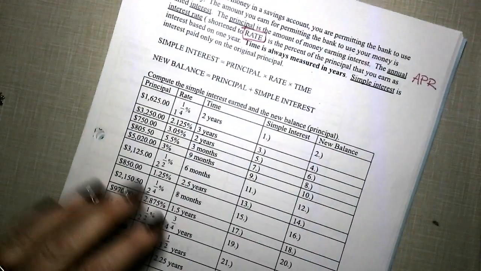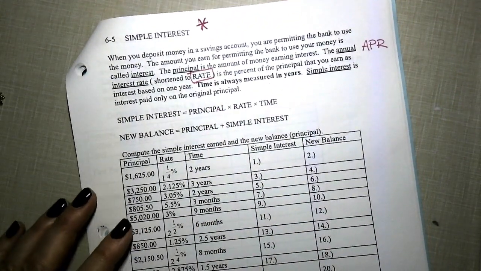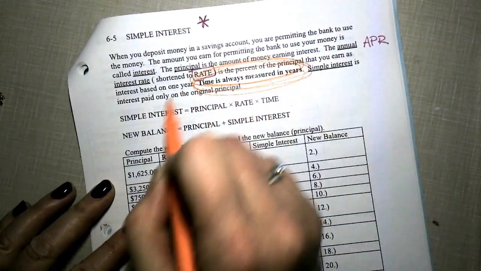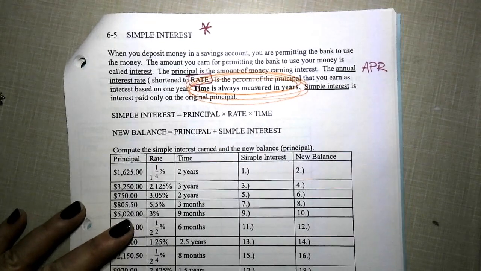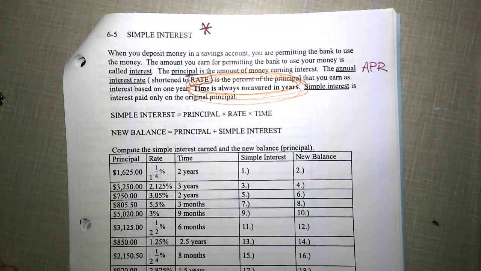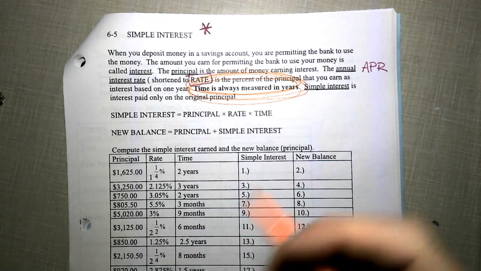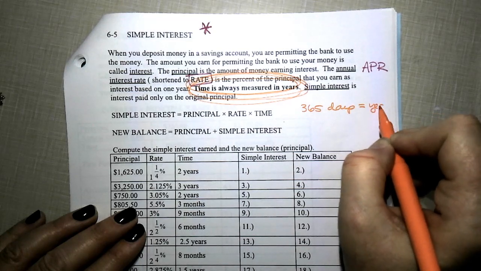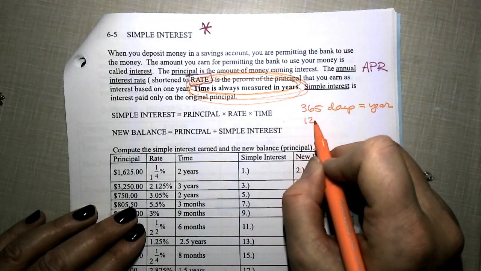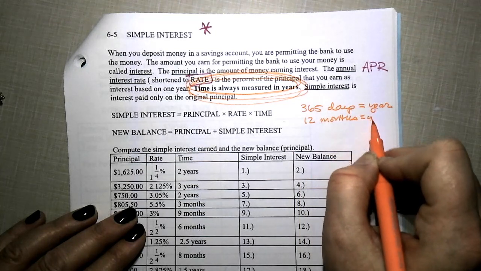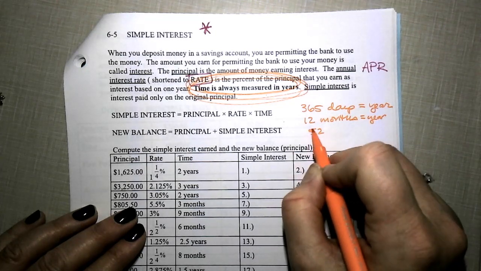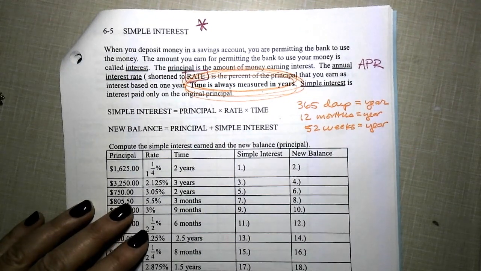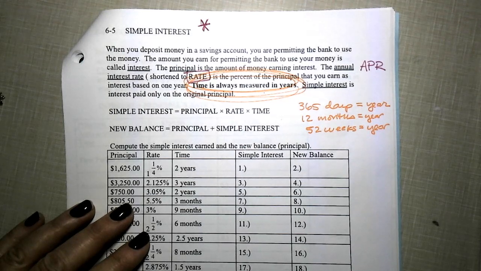Okay? So just so you know that, you have to kind of remember that there's 12 months a year, and sometimes if it's down to the day, because there is some interest that's earned by the day, then you would have to get to the 365 days. So there's 365 days a year, and there's 12 months in a year. There's 52 weeks in a year. So it depends how your bank would break it down.